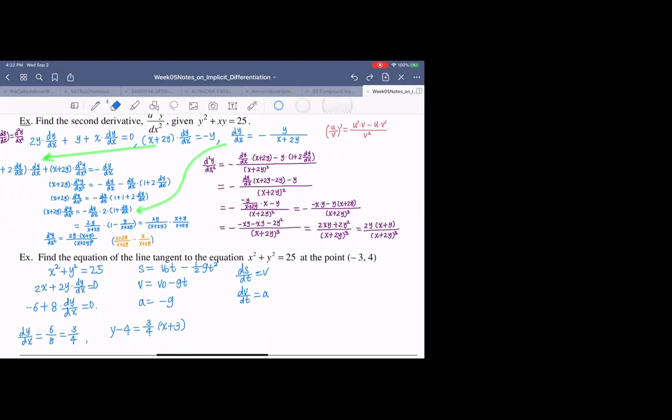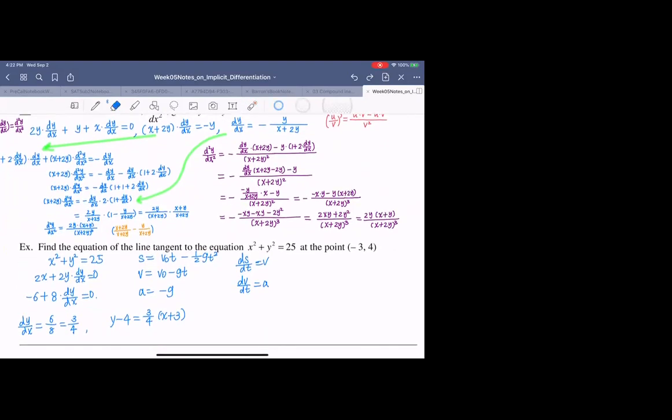Now let's do the next one. Find the equation of the line tangent to this, okay? You know this is a circle, and you want to find the tangent line of this circle at this point, -3 and 4. So what do we do? At first, I had all the answers. I would like you to give a try, okay?